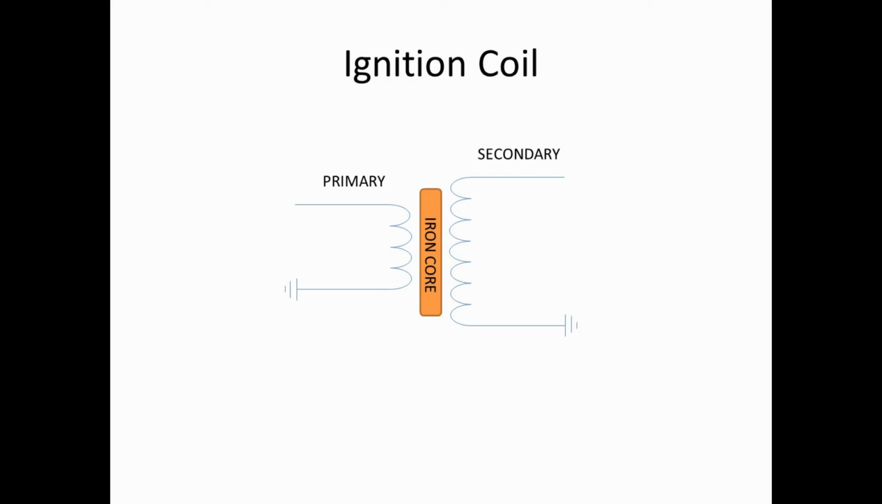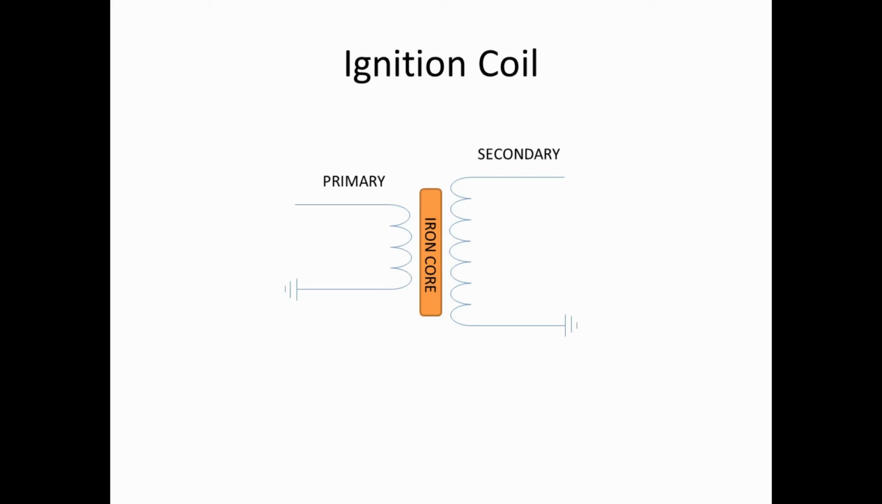Now, notice that the primary has a lot fewer coils of wire than the secondary, and this is due to the coil basically being a step-up transformer. So we have a lot of coils in the secondary, very few coils in the primary, so that increases our voltage but lowers our current at the same time. The voltage and the current on a transformer work inversely proportional to each other.